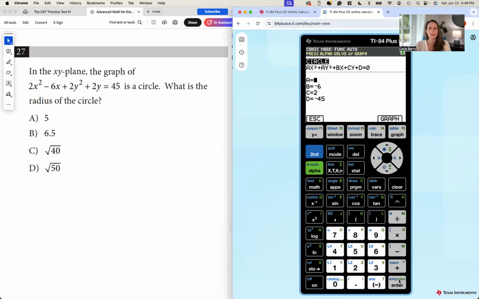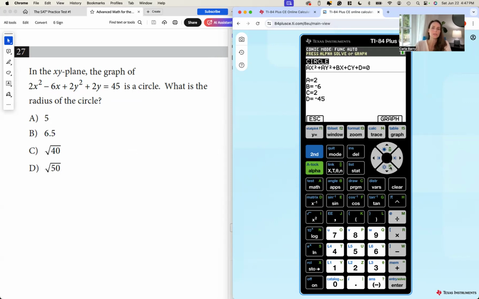So I'm going to press enter here, and I'm going to put my A in as 2, my B is -6, my C is 2. Remember, C is just your Y coefficient. And then do you see how here for the question it equals 45? But in my calculator, it equals 0. So I need to subtract 45 from both sides, and then my D is -45. That's the hardest part of this question. And then I'm just going to press alpha, enter, and it gives me my radius equals 5. So answer choice A is the right answer.